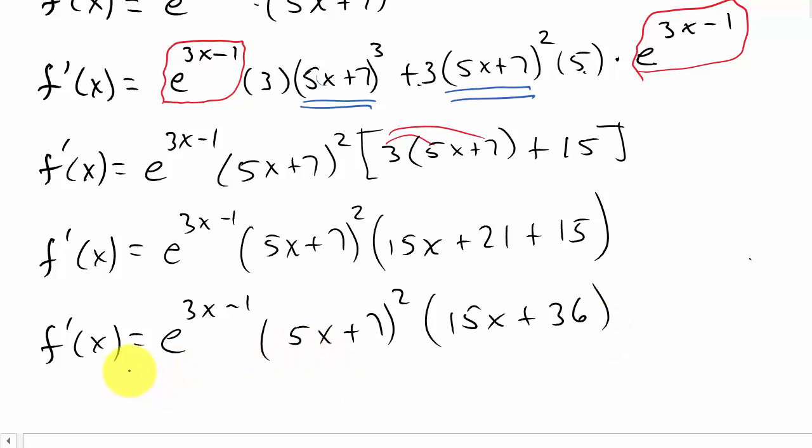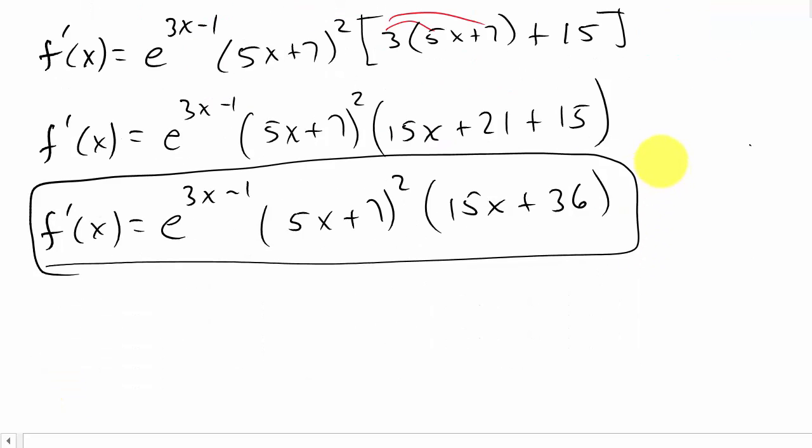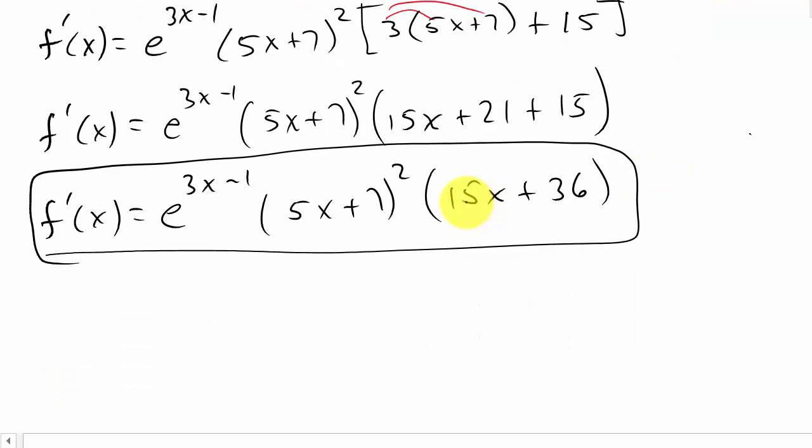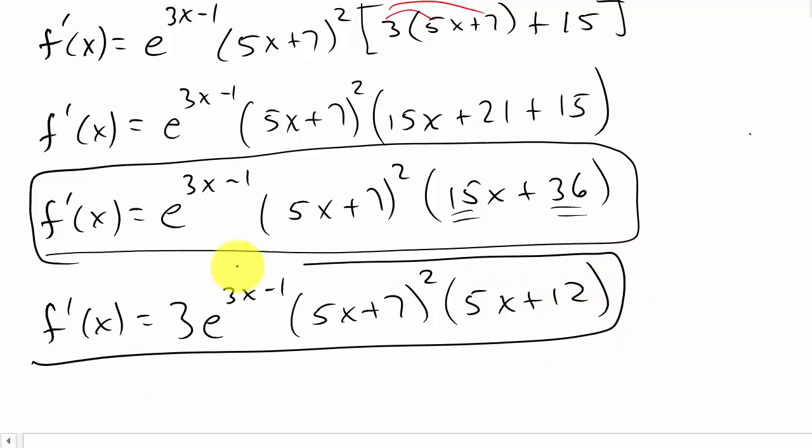Well, this would be our final answer. And I guess we could even take it a little step further. We could factor out a 3. You see this? Factor out a 3. So we could write f prime of x is equal to, if I factor a 3 out, 3e to the 3x minus 1 times 5x plus 7 squared times, and then we would be left with 5x plus 12. So, either one.